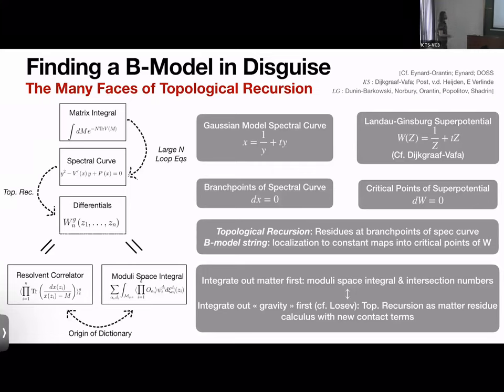Please. For students, the spectral curve, if it looks unfamiliar, is just a complexification of the Wigner semicircle, because you can see it's just a quadratic equation relating x and y. So it's really the Wigner semicircle written in a different way. That's right.